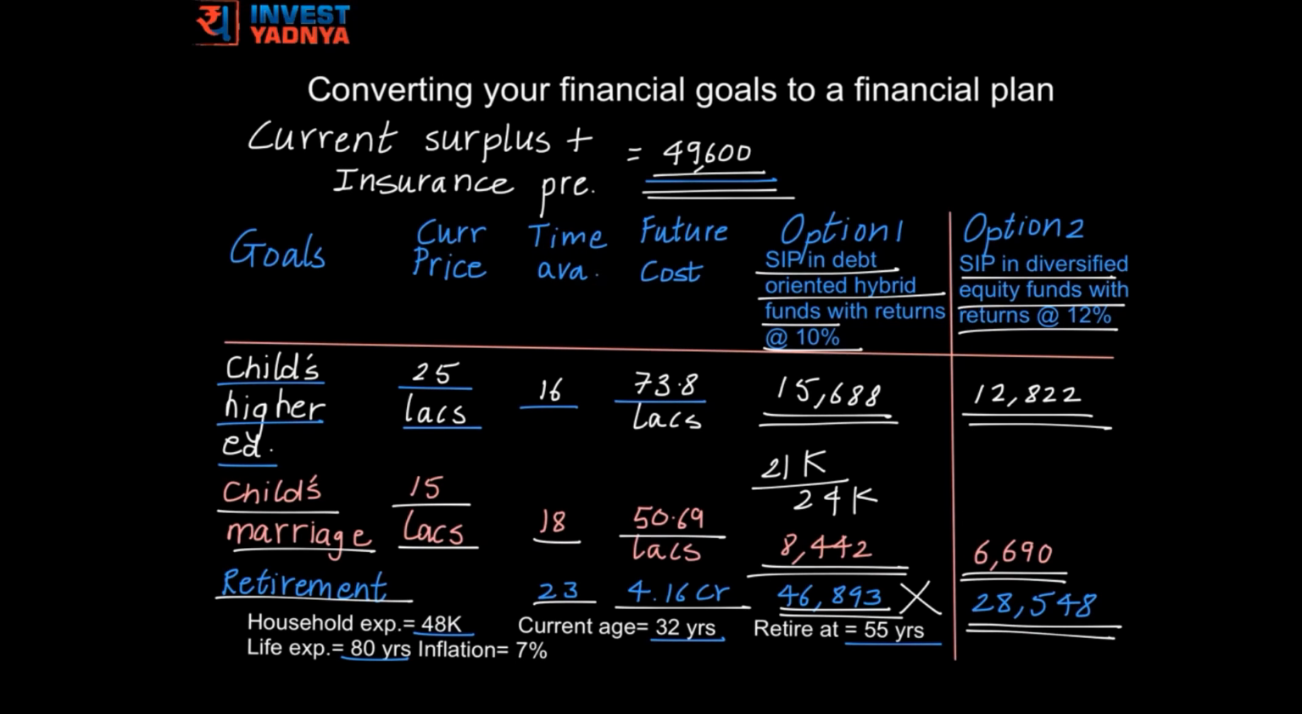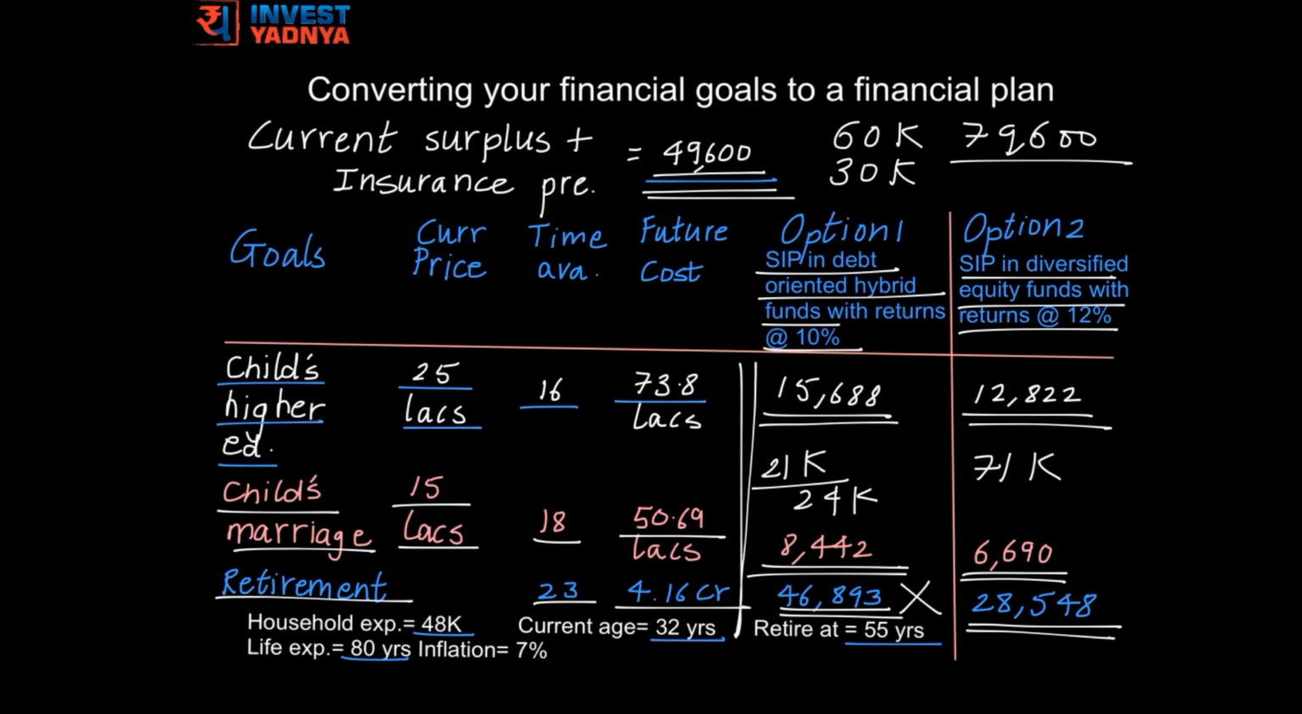One more point to mention is, currently Parul and Puneet have an EMI of 60,000 rupees. After 3.33 years, when they buy their bigger house, it will come down to 30,000 rupees. And in that scenario, their surplus would be 79,600 rupees. And in that case, they could invest into option 1 of all the three goals, because the collective investment that is required is around 71,000 rupees.